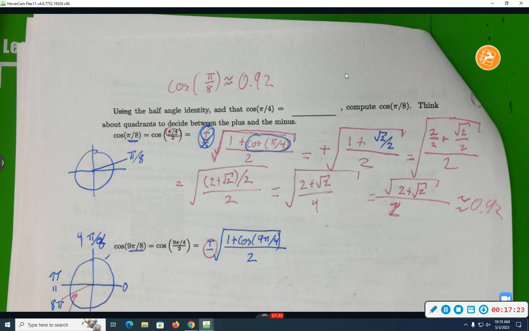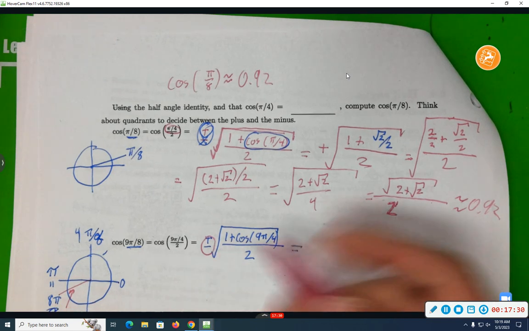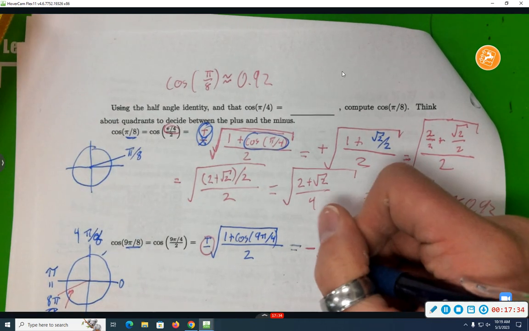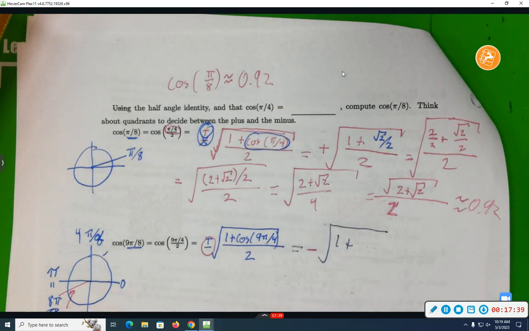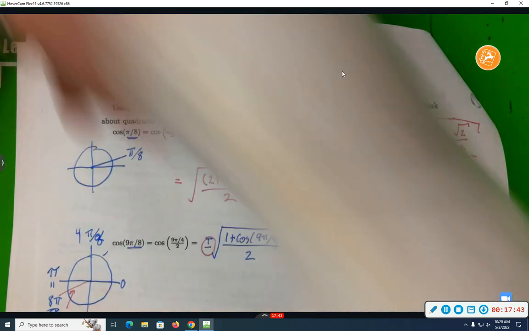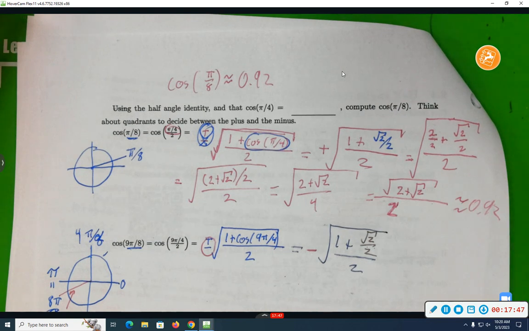Nice. Okay, cool. So this whole thing will be negative, because you told me it was negative a while ago. The square root of 1 plus cosine of 9 pi over 4, which is the square root of 2 over 2, all over 2. Does that now look kind of familiar to the computation we just did? So do you think we have to do it again? What will that work out to be?